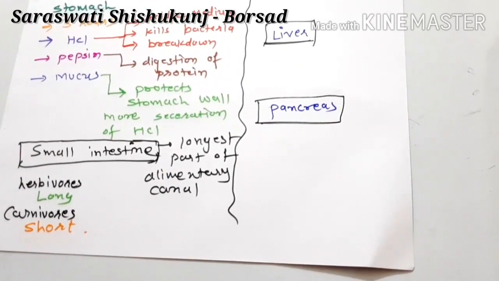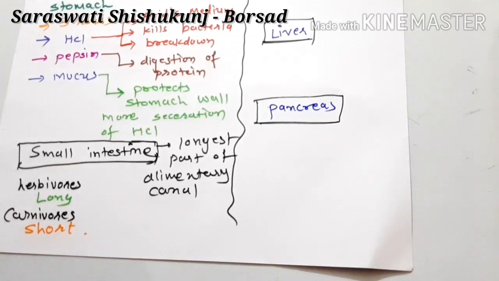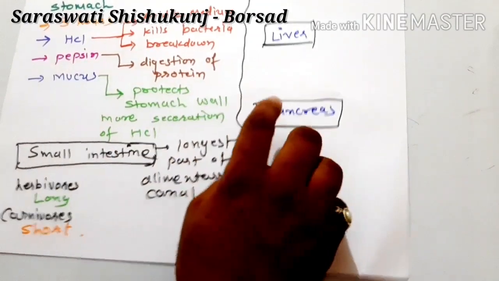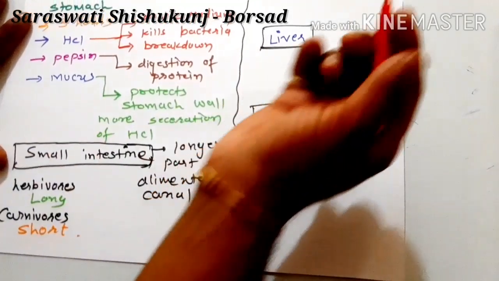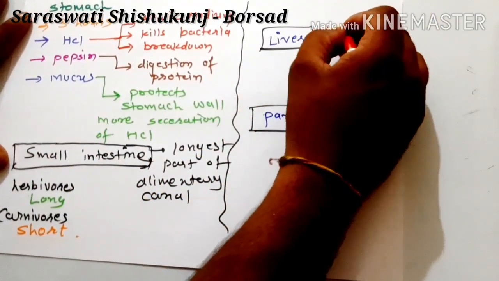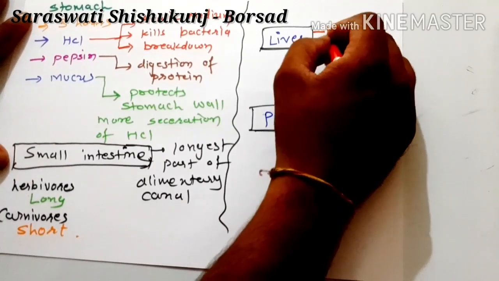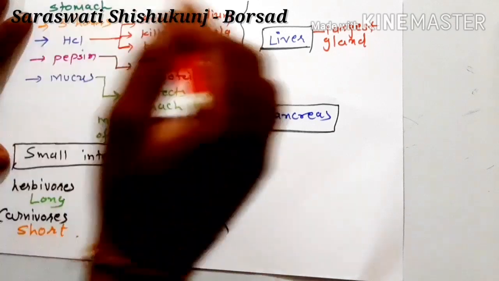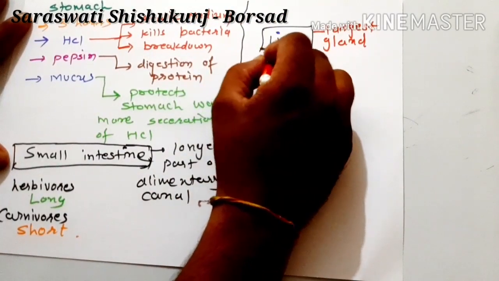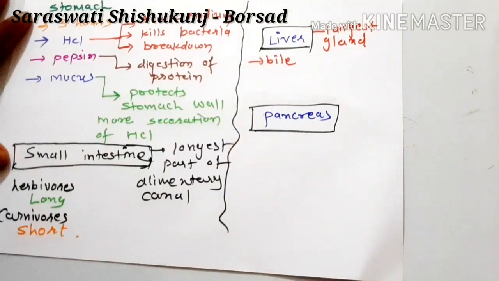Now let's start first with the liver. We know that the liver is the largest gland of the body. Keep this in our mind. And what will the liver do? The liver will secrete bile juice. Bile juice is secreted by the liver.